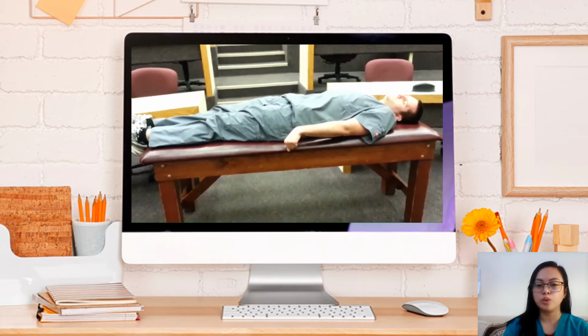Okay, so you should always remember that you score 3 if there is abnormal flexion or decorticate, and 2 if there is abnormal extension, or decerebrate.